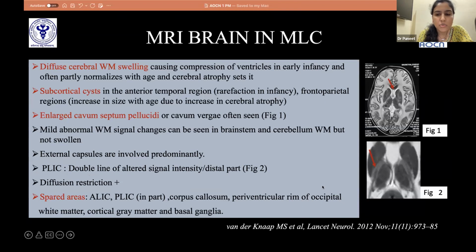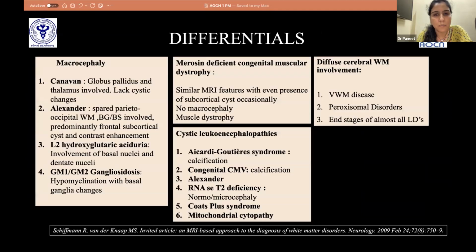be involved. Diffusion restriction is seen in almost all the above areas, and spared areas will be ALIC, PLIC, corpus callosum, periventricular rim of occipital white matter, cortical gray matter, and basal ganglia. These structures are usually spared in MLC.